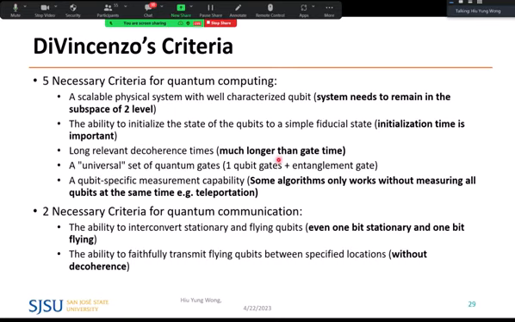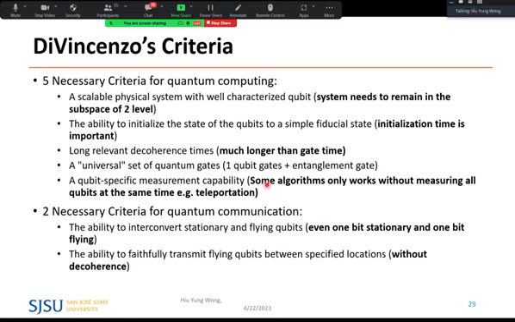Long coherence times. When you are at 0, you better stay at 0. At 1, stay at 1. Do not change to other states before I finish the computation. So you want to have a coherence time longer than the gate time, right? You definitely should be able to do 1 qubit gates and entanglement gates. With this, then you can do most of the algorithms.